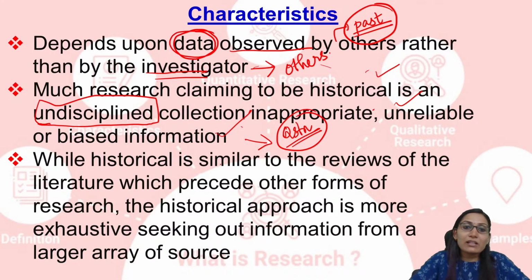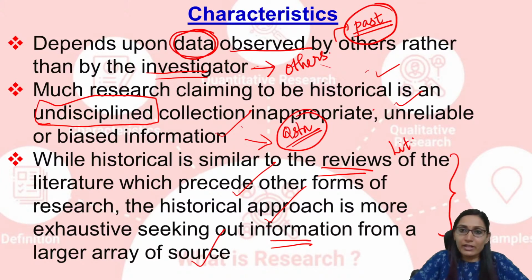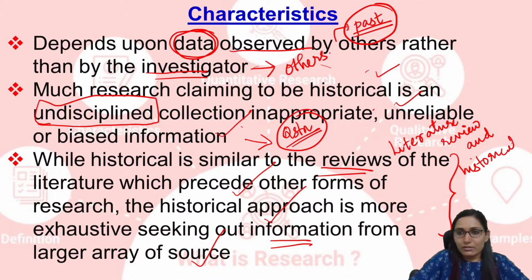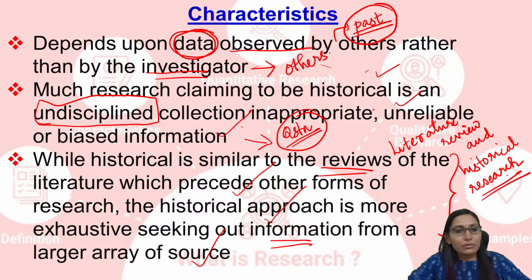While the historical research is similar to the reviews of literature which precede other forms of research, the historical approach is more exhaustive, seeking out information from a large array of sources. Now here is the explanation of the difference between the literature review and historical research. Okay, so historical research is similar to review of literature. It is similar, but we cannot say that it is the same as literature review.